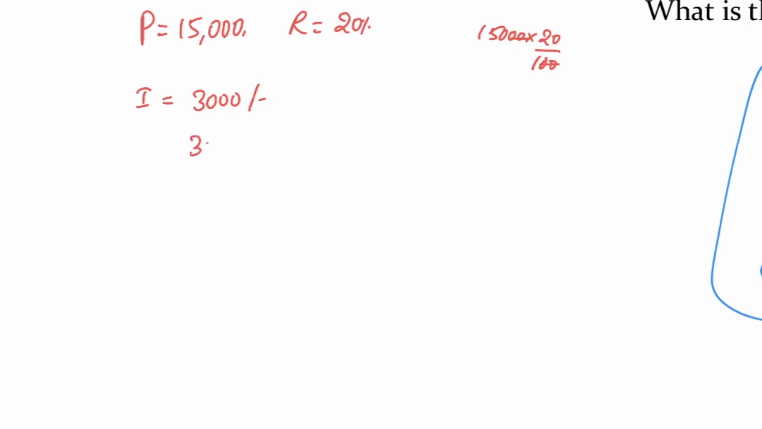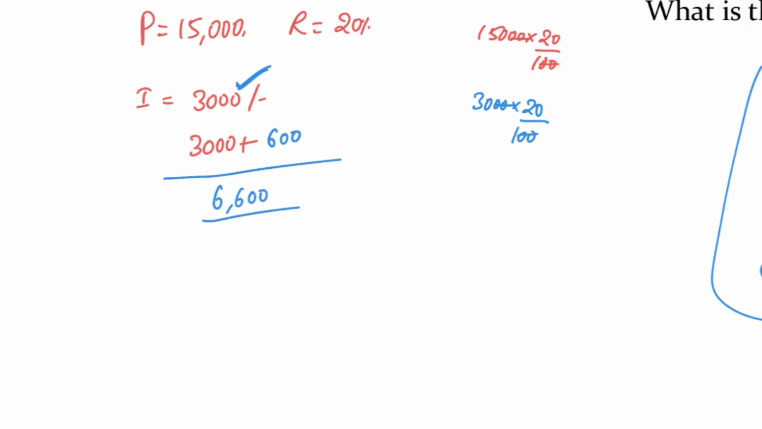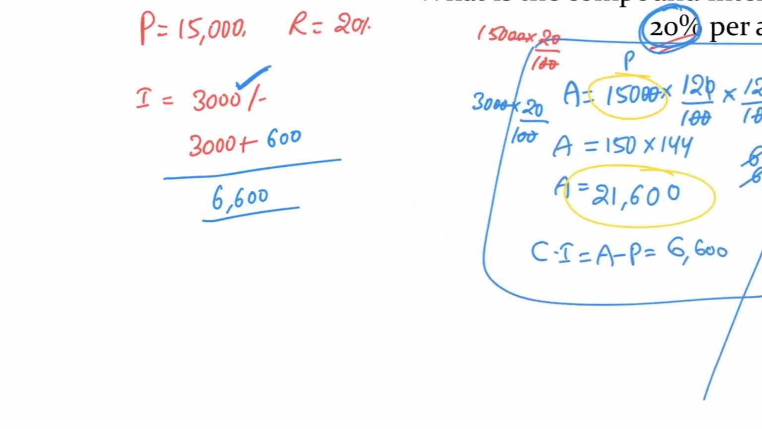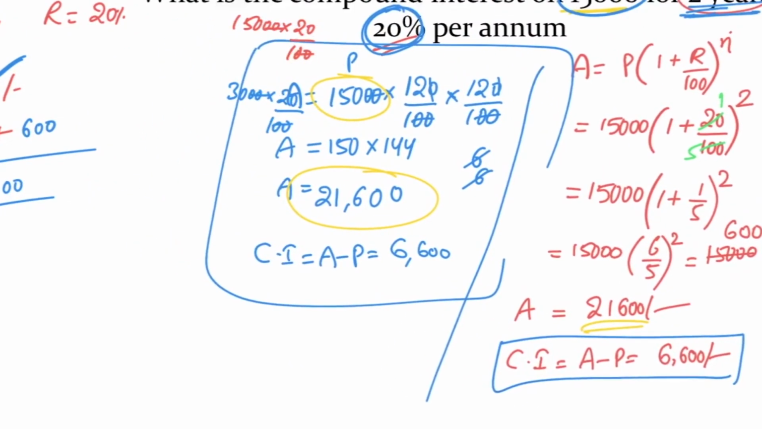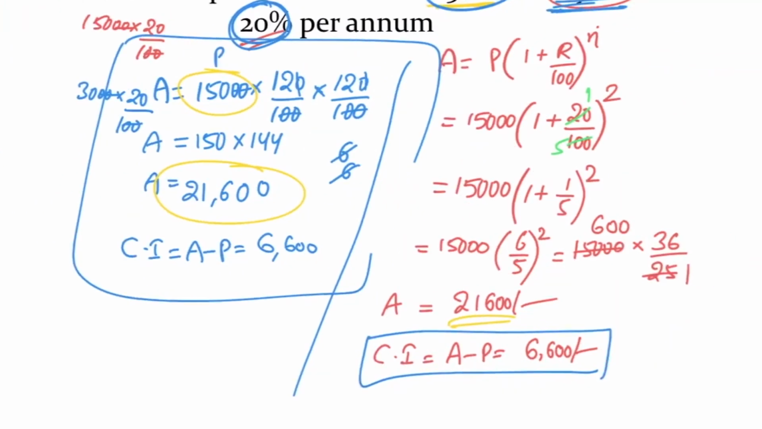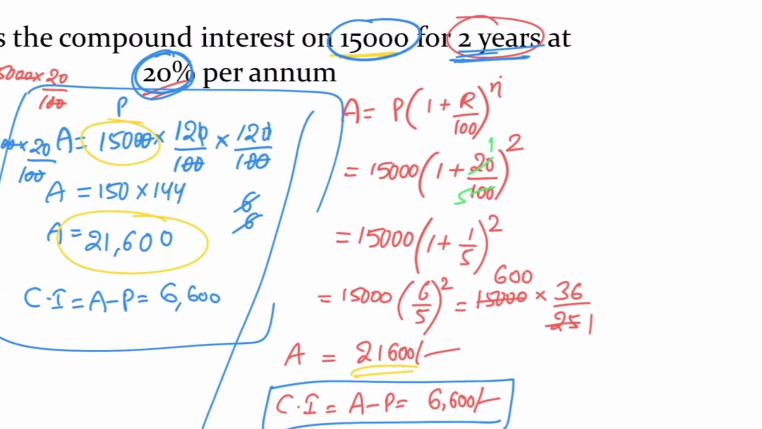And in second year, along with 3,000, there is again interest on interest. On this 3,000 also we get 20% interest. On first year interest we are getting 20% interest. 2 zeros, 2 zeros cancel, we get 600. So that is equal to 6,600. See, compound interest is 6,600. Whether you use the concept, the percentage increment method, or the formula, we get the same answer.